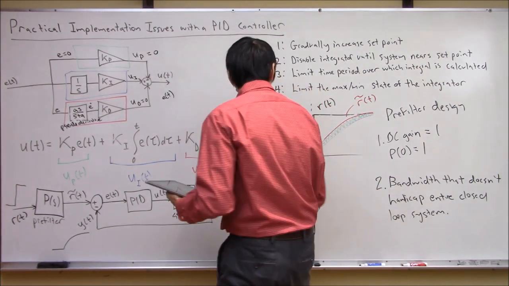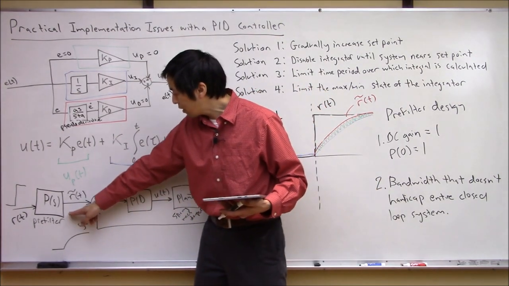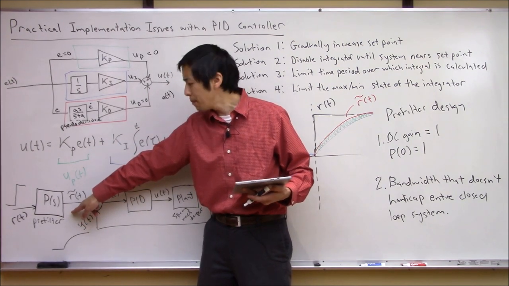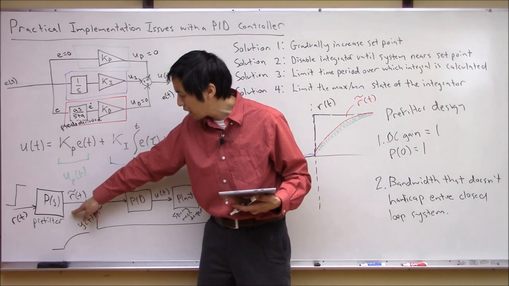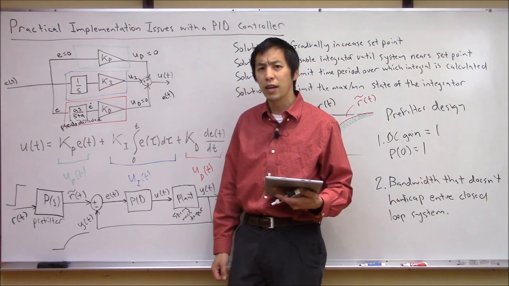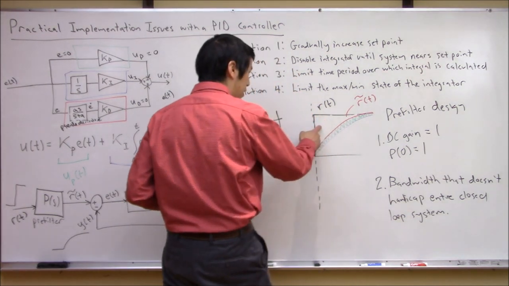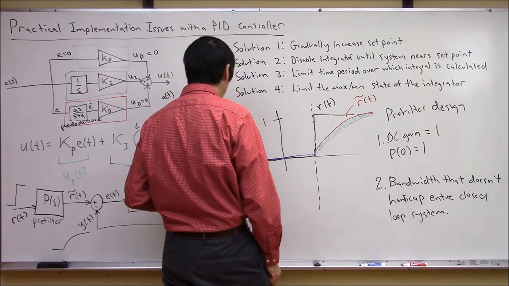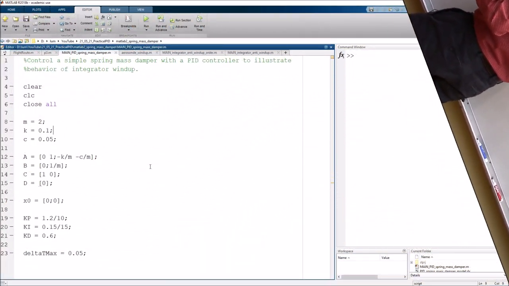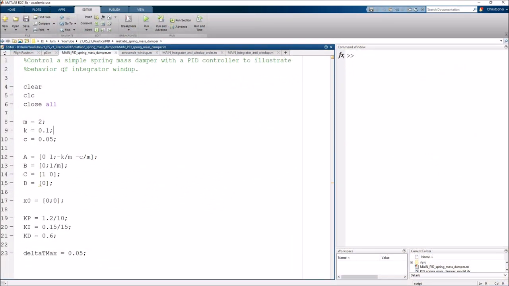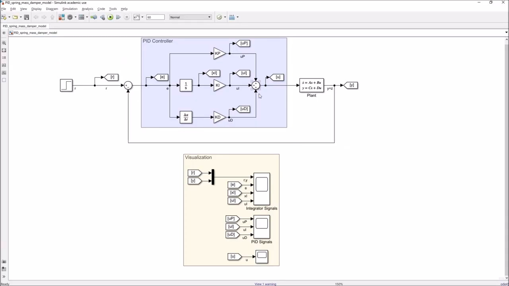Okay, so tell you what, let's go see this prefilter in action. Let's go back to that mass spring damper system in Simulink and just throw on a prefilter and see if we can cut out some of these oscillations and some of these issues with the integrator windup using a very simple prefilter. All right, so here we are back at our script for initializing our spring mass damper system. Let's go ahead and change these PID gains back to the values that introduced a lot of oscillations. So again, let me just run this script to initialize, and then let's pull up our model.